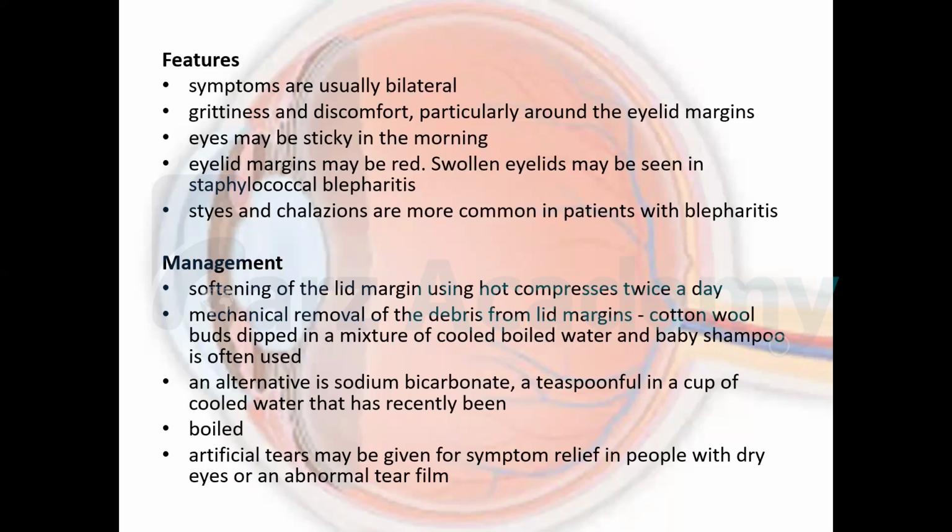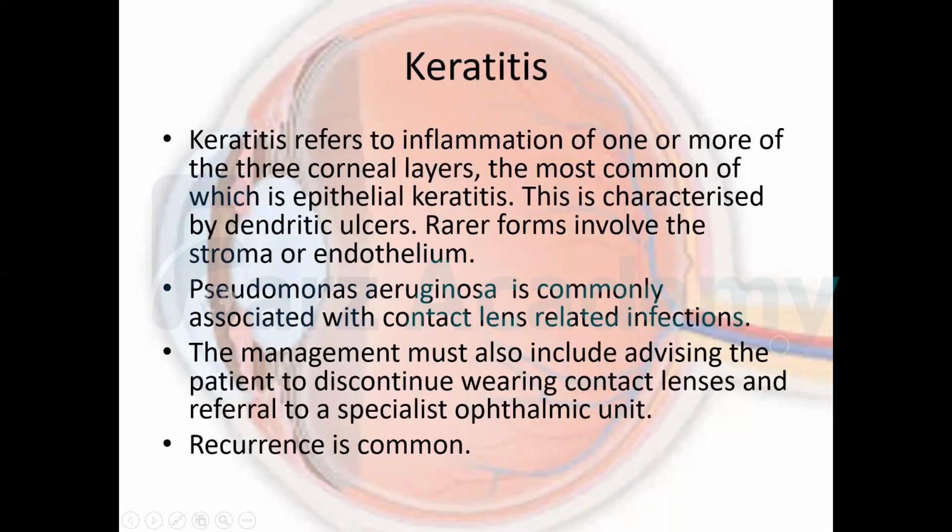Management mainly includes softening of the lid margin using hot compresses. Hot packs can be placed over the eye at least 2 times a day. Mechanical removal of debris from the lid margins can be done with cotton wool or cotton swabs dipped in a mixture of cooled, sterile boiled water and baby shampoo, because they are non-irritant. An alternative is sodium bicarbonate, usually dissolved in water, but it is not commonly used these days. Artificial tears can also be given to prevent drying of the eyes and relieve the irritation.